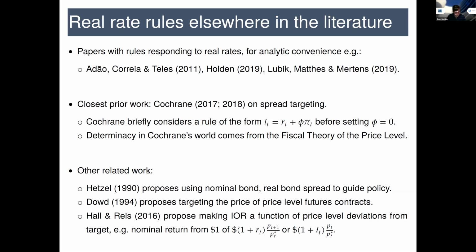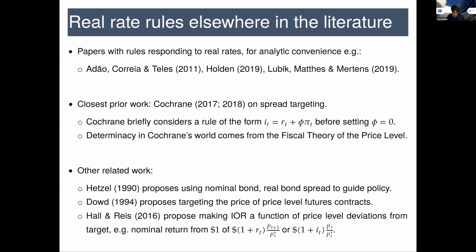And there's a lot of other related work, so this is not a particularly new idea. So back in 1990, Hexel proposed using the spread between nominal and real bonds to guide policy. Dowd in 94 proposed targeting price level futures contracts. So our rules will effectively control expected inflation. So it's much like controlling the future price level. And more recently, Hall and Rice have proposed rules which give determinacy by a slightly different method, some of which require real rates to be observed.